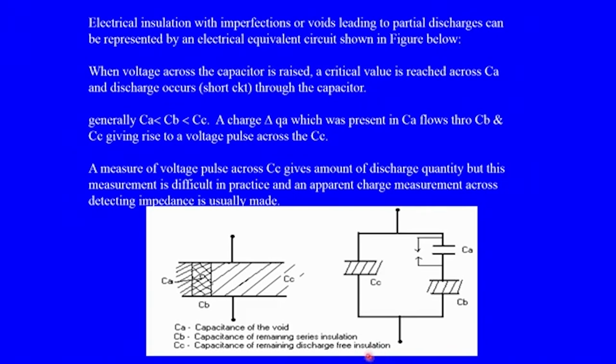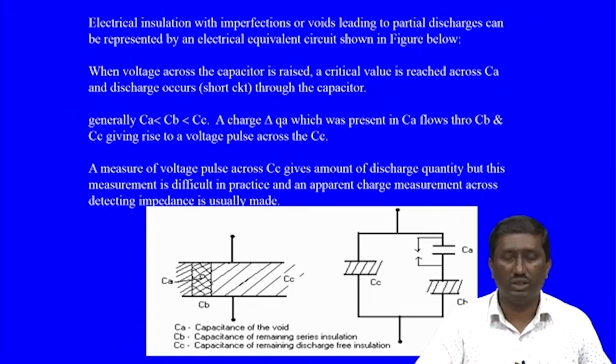So, a measure of the voltage pulse across CC gives the amount of discharge quantity which was present in the void, but this measurement is difficult in practice. So, an apparent charge measurement across the detecting impedance is usually conducted in the laboratory, because estimating or directly measuring this is not an easy task. So, an apparent charge measurement is normally followed in laboratories to measure the partial discharges.